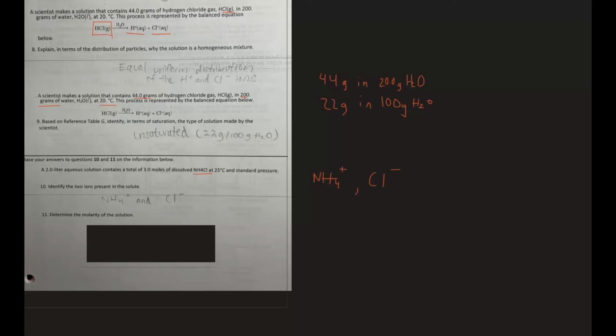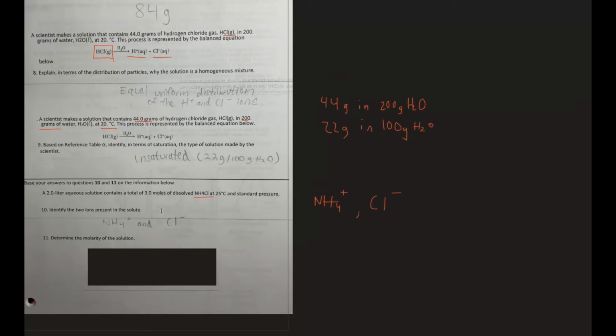All right, determine the molarity of the solution. So very similar to a question we did up there. Molarity is just moles of solute over liters of solution. And so we have the moles of solute, which in our case is 3 moles, over the liters of solution, which is 2 liters. So 3 over 2 is 1.5. And there we have it.